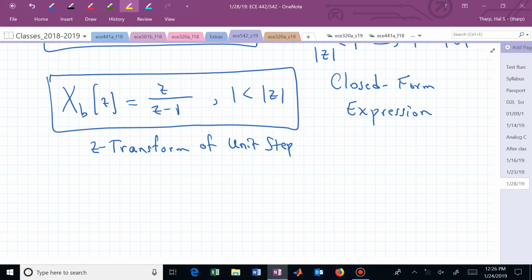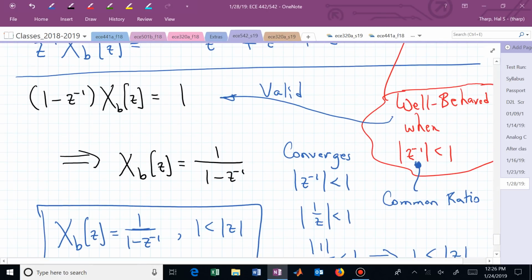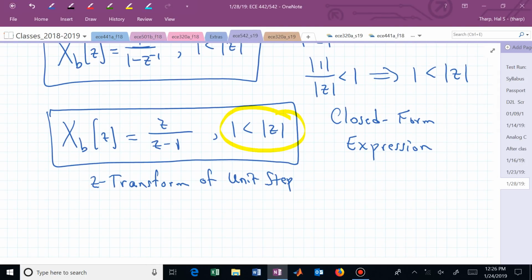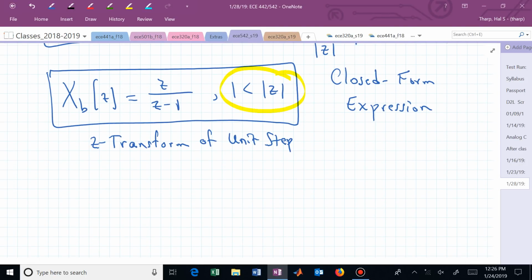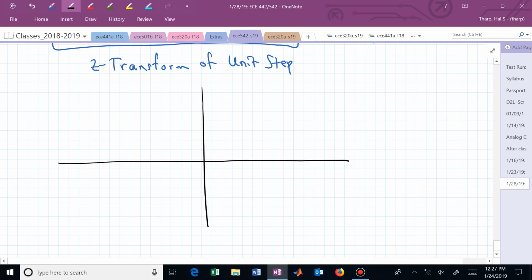And the picture associated with that is now saying, all complex values of z in the complex z-plane that have a magnitude bigger than 1 is where we have our region of convergence. That's all values of z that live in the region of convergence will allow this infinite series to be well behaved, and that's what we want to obtain the z transform of a unit step. And we can draw that picture of our region of convergence in the complex z-plane.